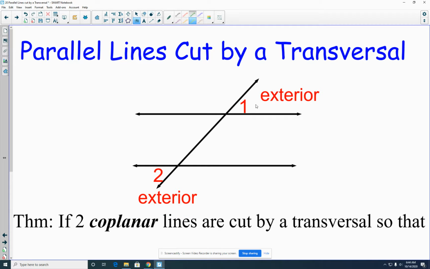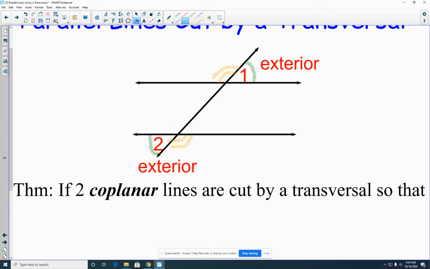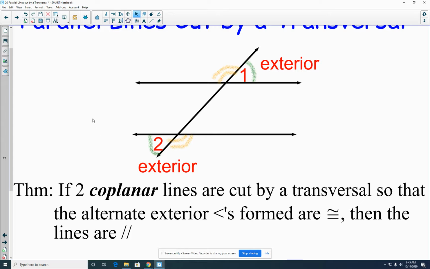Let me just mark them. They're going to be equal as well. So these are my two acute alternate exterior angles. They're equal. Likewise, I can put this angle here congruent to this angle here. So I would know here if these angles are congruent, they're alternate exterior angles, these lines must be parallel.